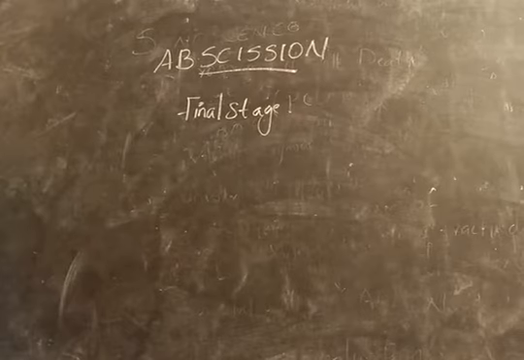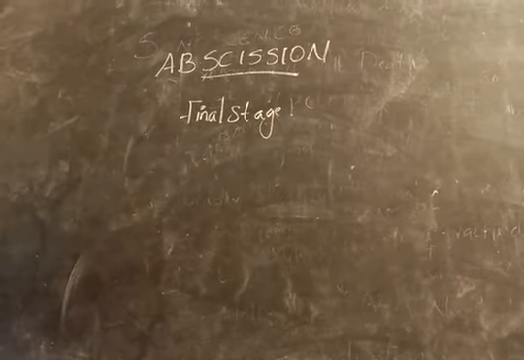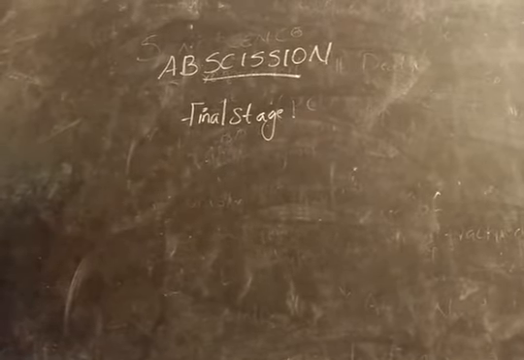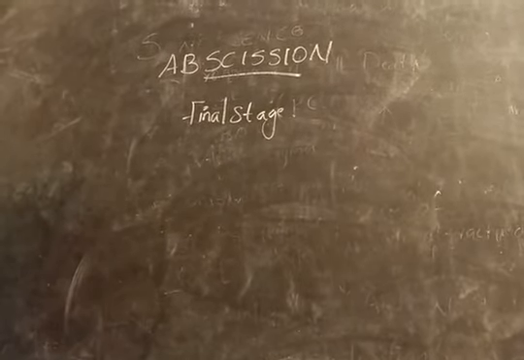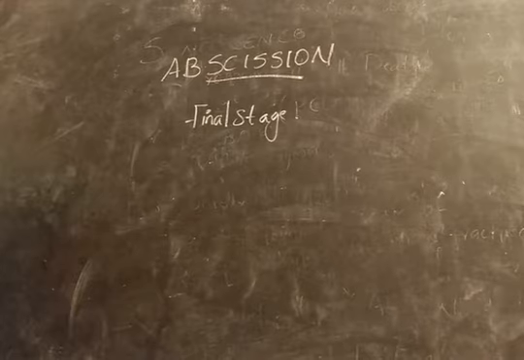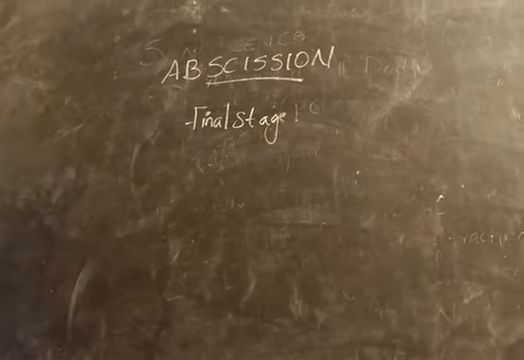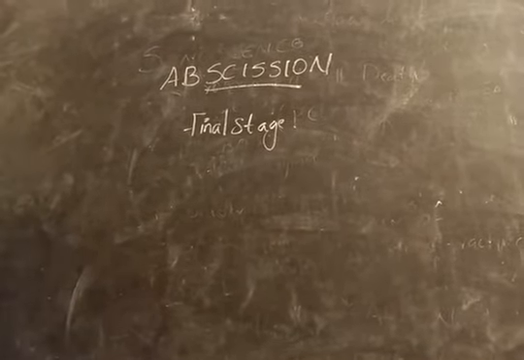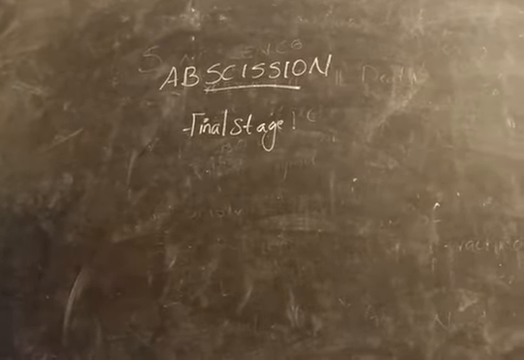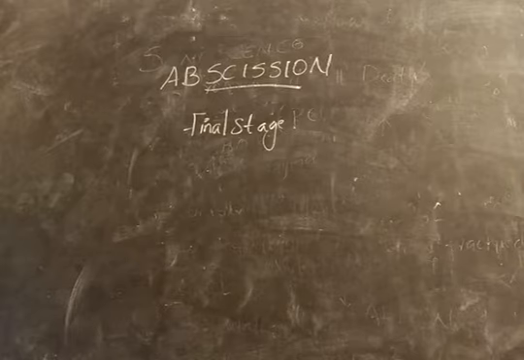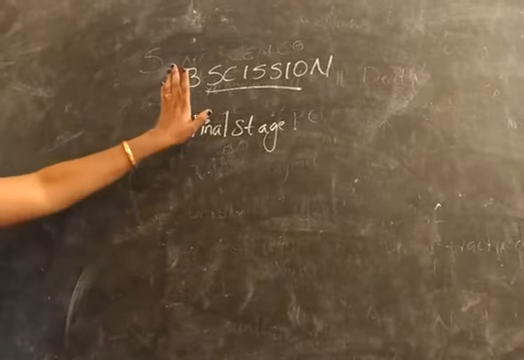So after senescence, the senescent part will be shed off from the parent body. We know that in temperate regions, all the leaves of deciduous plants fall in autumn and give rise to a naked appearance. Then the new leaves are developed in the subsequent spring seasons. This is due to the process abscission.